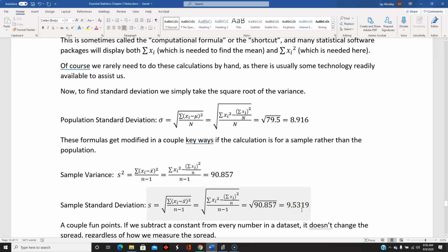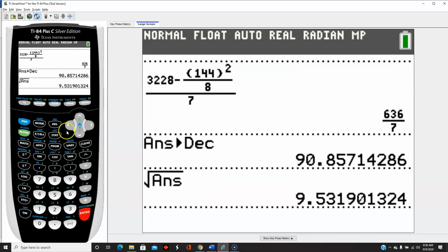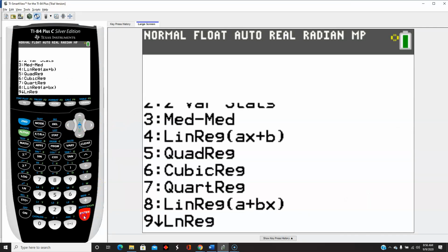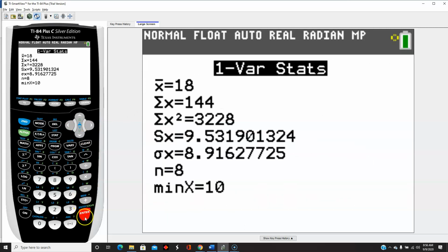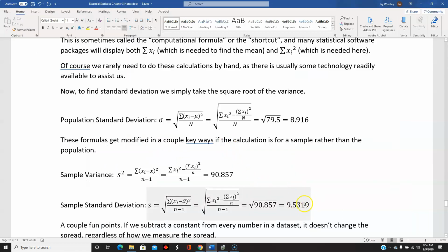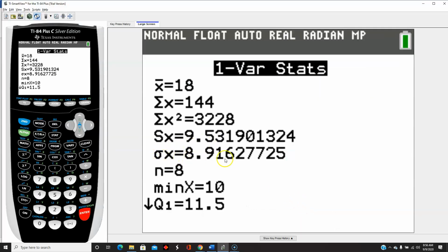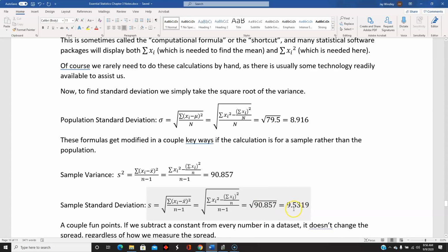Okay, and on top of all that, when you do one variable statistics, the calculator does not know if the number you're entering represents a sample or a population. So the calculator spits out S, 9.53, and it spits out sigma, 8.91. Just so that you're covered either way. It gives you both the standard deviation of the sample and the standard deviation of the population, because it doesn't know if the data you entered was a sample or a population.